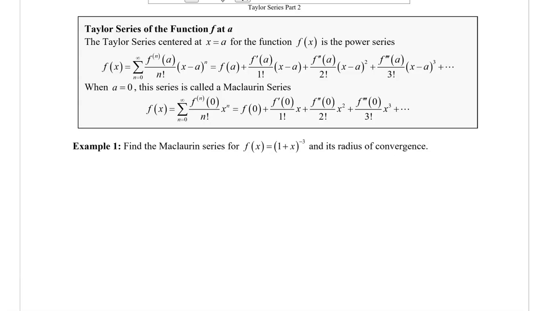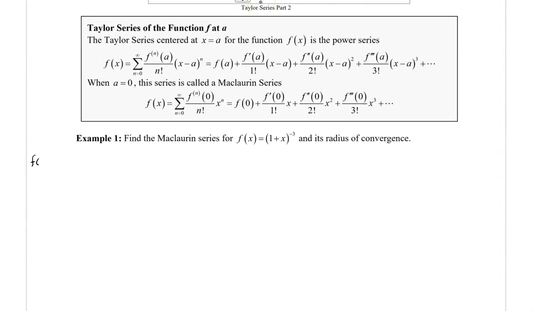Find the Maclaurin series for f of x equals (1 plus x) to the negative 3 power and its radius of convergence. So first, notice that in order to do a Taylor series, we need repeated derivatives, right? So we'll have the function evaluated at a. In this case, it'll be at 0 because it's a Maclaurin. And then the first derivative, the second derivative, the third derivative, and so on and so forth. Our goal is going to be to find a pattern that will allow us to write up this series.